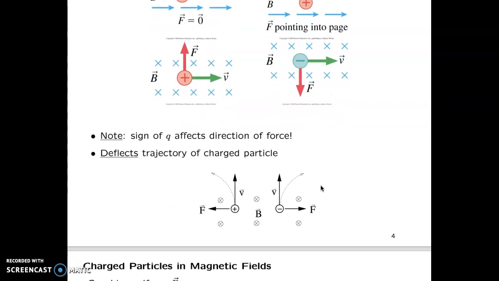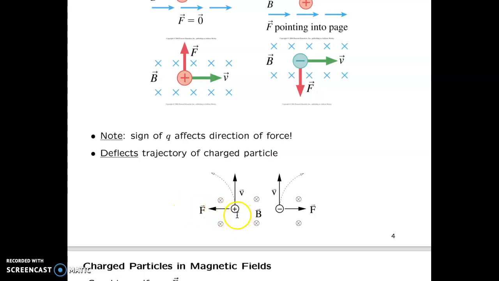Why do I care about forces acting on charges moving through magnetic fields? What does it do? What it does is this. If you have a positive charge moving upwards, as in the picture on the left, the magnetic field, these X's again are pointing into the plane of the screen. So you use the right-hand rule. It's a positive charge. Okay, remember that. You should find the force points to the left.